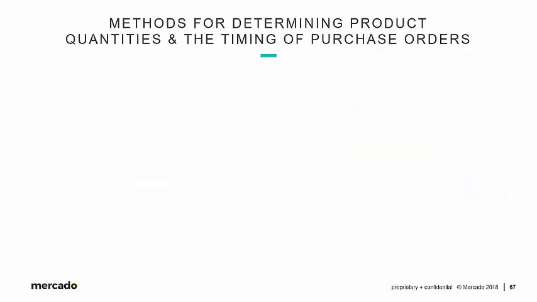That's it for section 11. When we come back, we're going to continue to build upon this whole idea of the cascade effect when we get into methods for determining product quantities and the timing of purchase orders. We shall see you shortly.